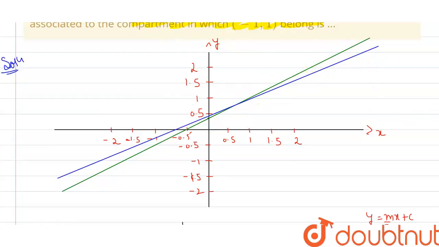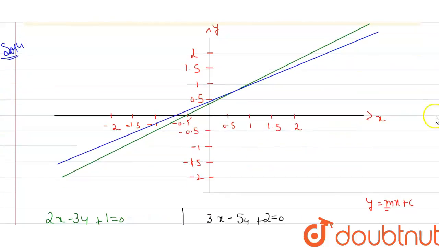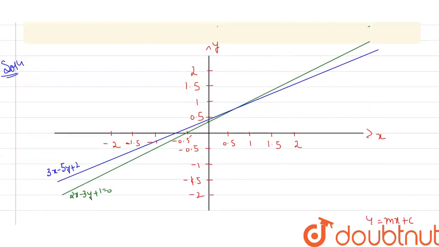If I write down the first line here, it is 2x minus 3y plus 1 equals 0, the green line, and blue represents the second equation of line, 3x minus 5y plus 2. So the green line has more slope, that's why it has a more inclined angle, and this has less slope. So we have plotted two lines here.